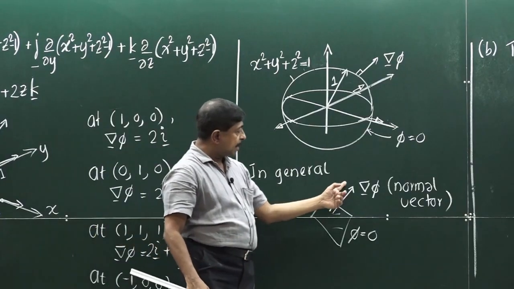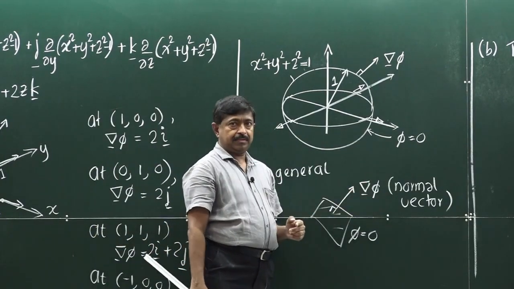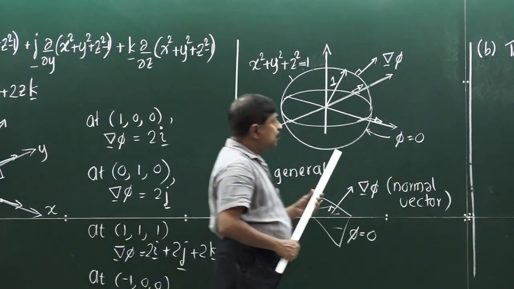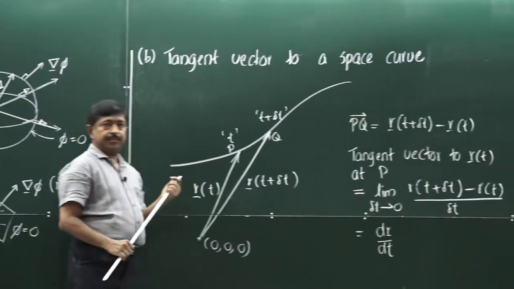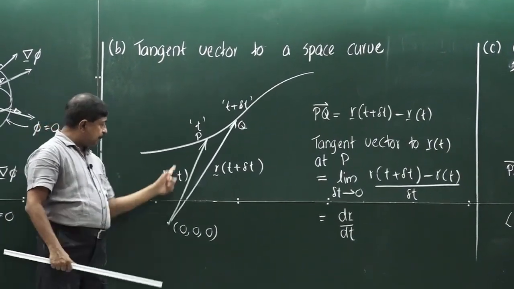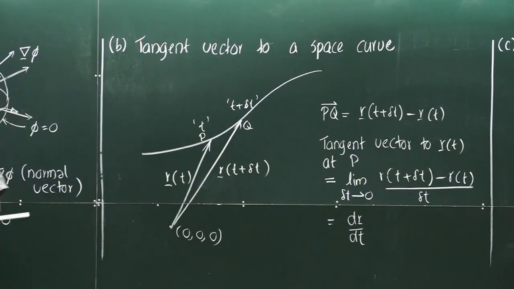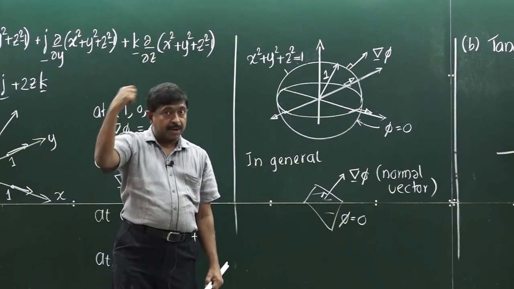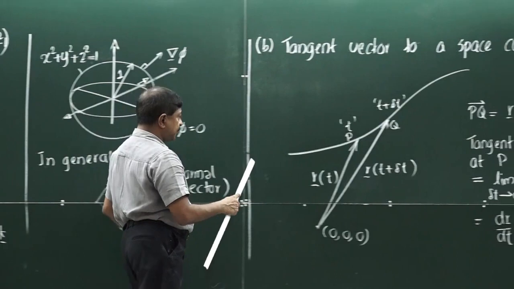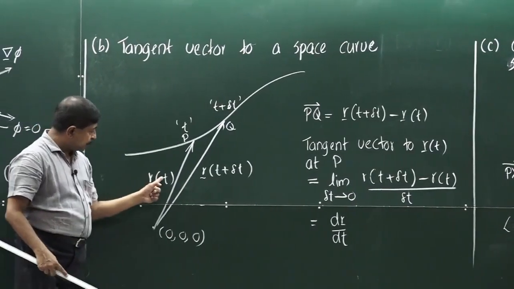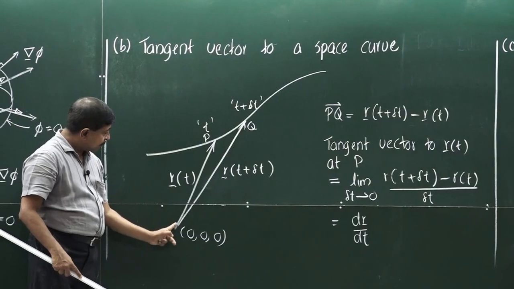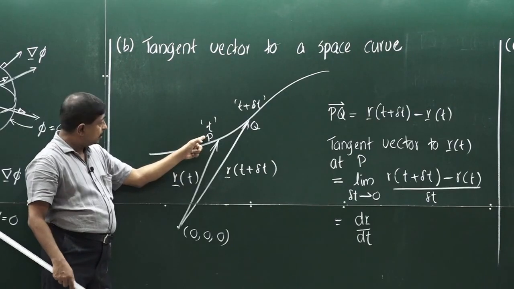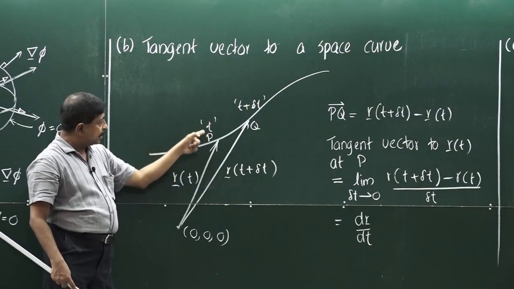That unique normal direction can be obtained using grad phi, for any surface. Now, let us move to the tangent vector to a space curve. We know that a space curve is always given as the position vector with a parameter, let that parameter be t, when t varies through real values. Say for some particular value of t, the position vector is this one, let that point be P. So, the parametric value is t.